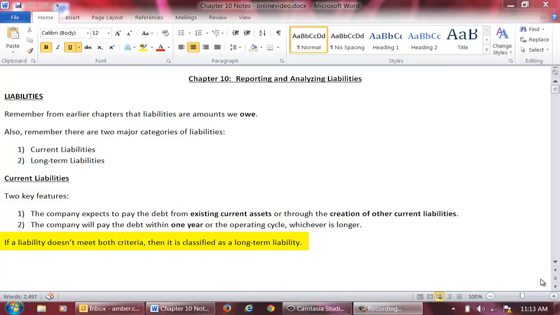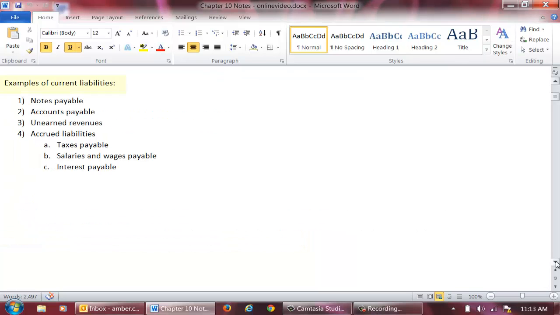Again, a liability must meet both criteria in order to be classified as current. If it doesn't meet both, then it will be classified as a long-term liability. There are several examples of current liabilities, as indicated here: notes payable, accounts payable, unearned revenues, and numerous accrued liabilities, including taxes payable, salaries and wages payable, and interest payable.